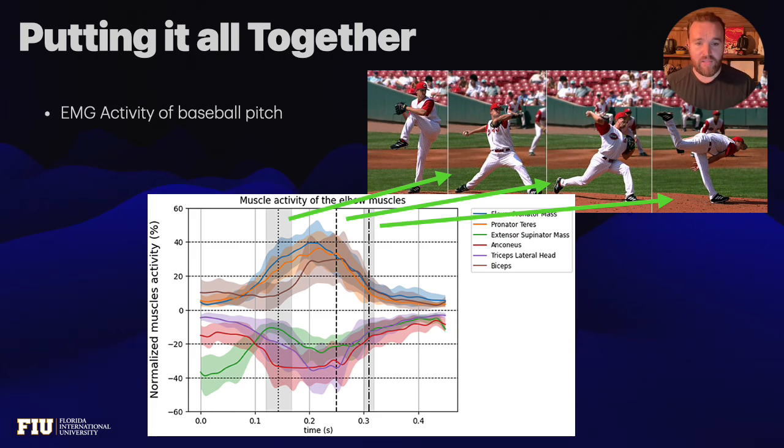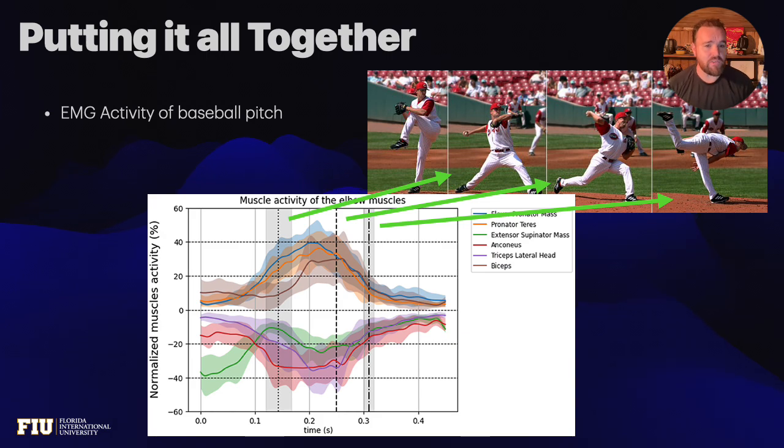On the other side of things, we have the triceps. We have the anconeus, which I didn't really talk about, but that is another muscle that helps to extend the elbow, right? And the last one is the extensor supinator mass. If you grab onto your elbow right here and extend your wrist, you can really feel all that going on there. All of those muscles start off a little less active and become significantly less active at the same time.